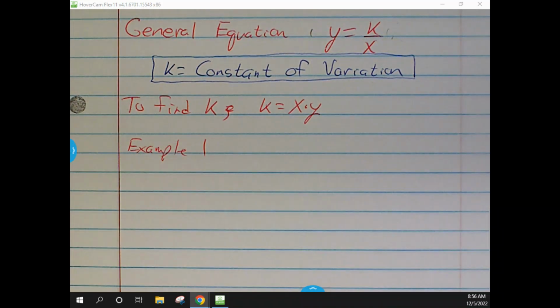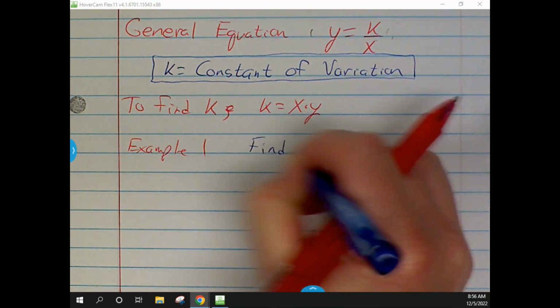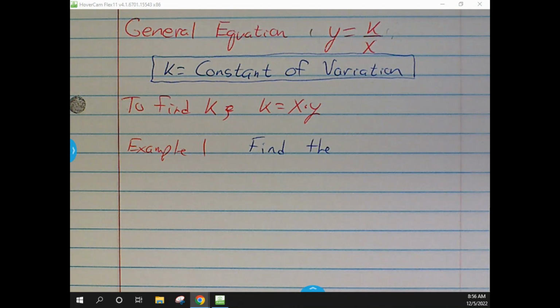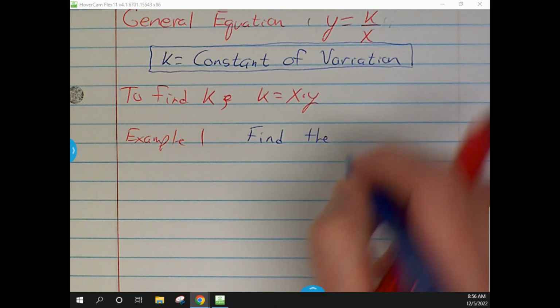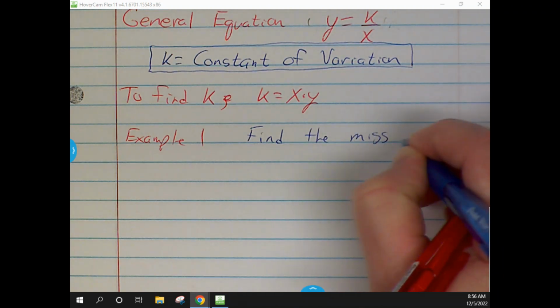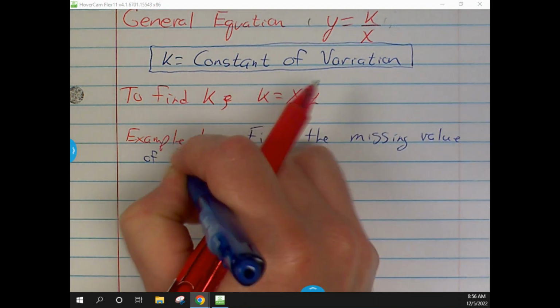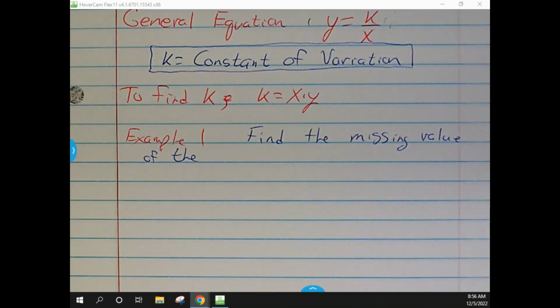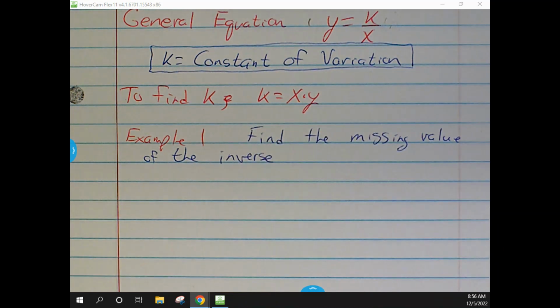All right, so for example one, we'll do this one as like two or three pieces to kind of build up to a question of what we're going to look at. So for this one, to find the missing value of the, and they have to tell you somewhere along the way what type of relationship it's going to be, what type of variation it is. In this case, it's going to be an inverse. It's the only one we've looked at so far. To find the missing value of the inverse relationship.